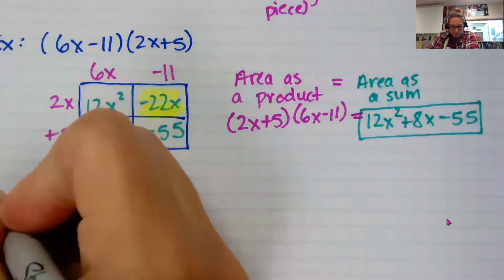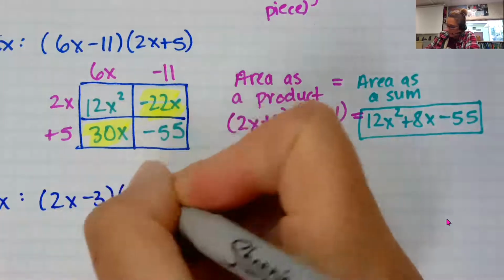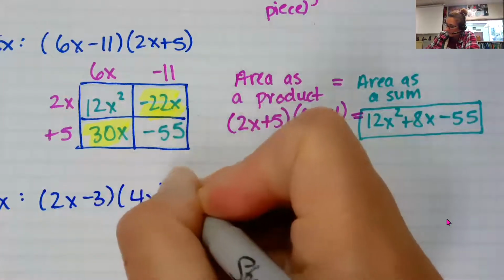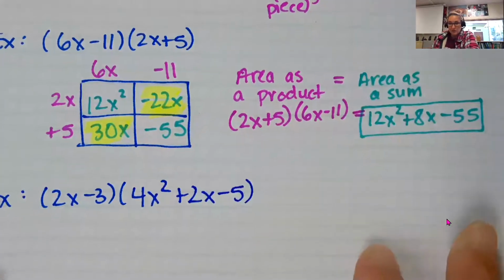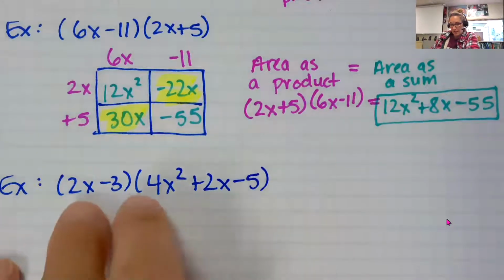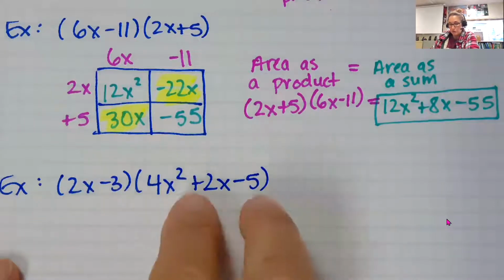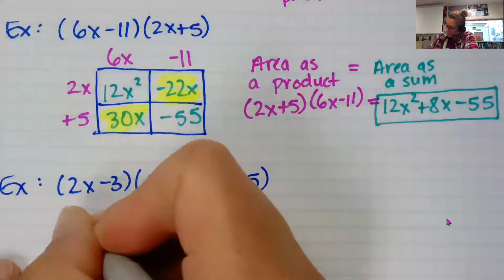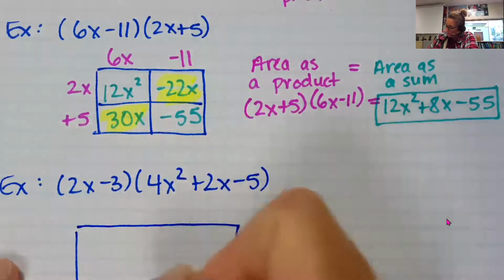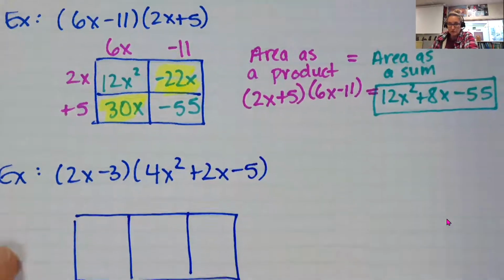Okay, next example. Let's say I have a 2x minus 3 times a 4x squared plus 2x minus 5. So in this situation, I have 2 terms and I have 1, 2, 3 terms. 2 terms, 3 terms. So I'm going to draw a 2 by 3. Okay, or you can draw a 3 by 2. I usually just try to make my longer one going across this direction.